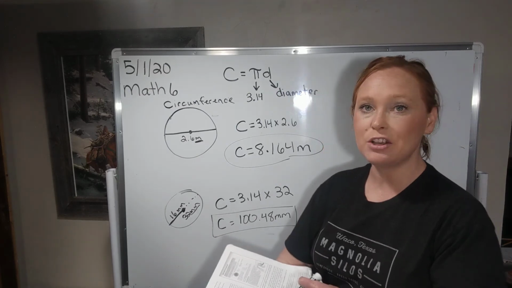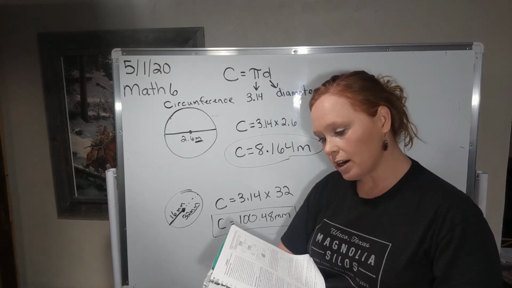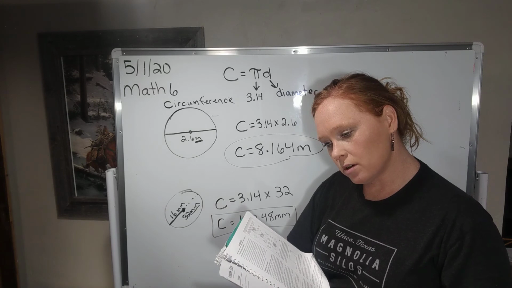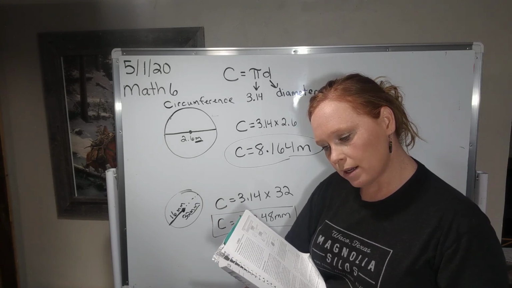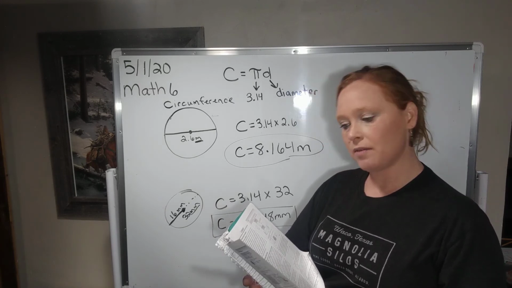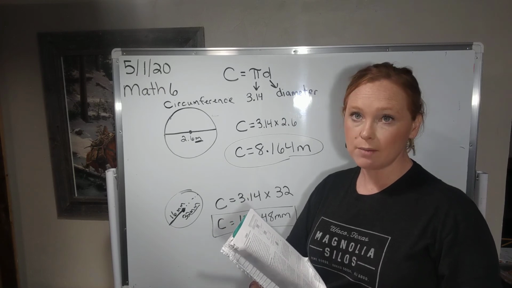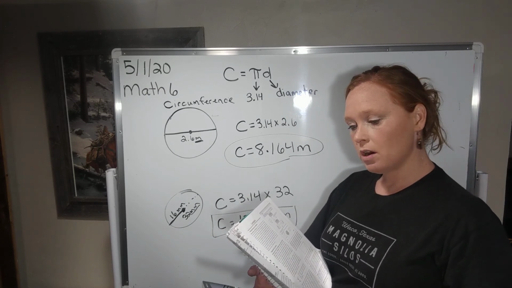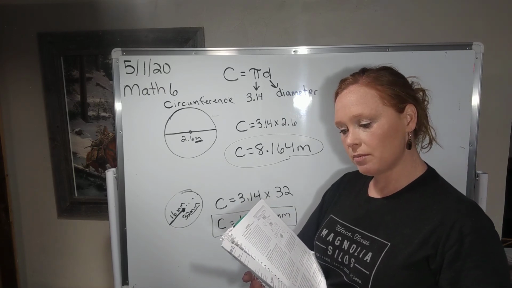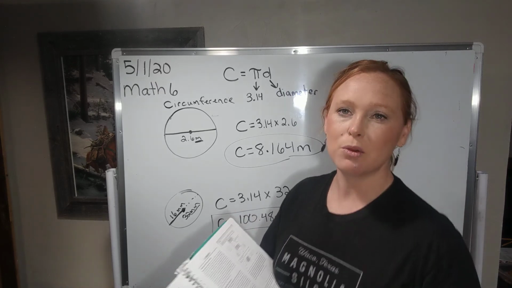Okay, so I'm going to let you go and get started. Let's do numbers 1 through 10, and you'll see that you'll be finding some perimeters of some odd shapes and some circles, which is called circumference. So do numbers 1 through 10. Marco Polo me if you need help.